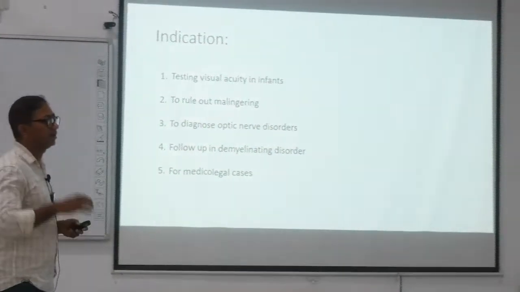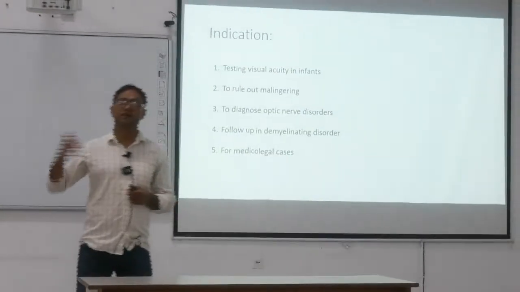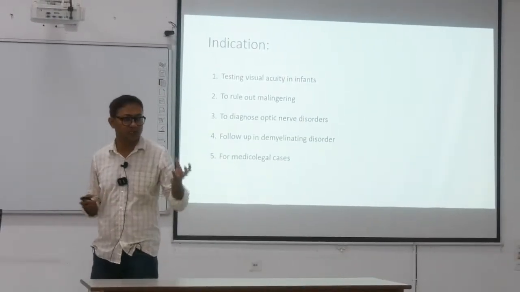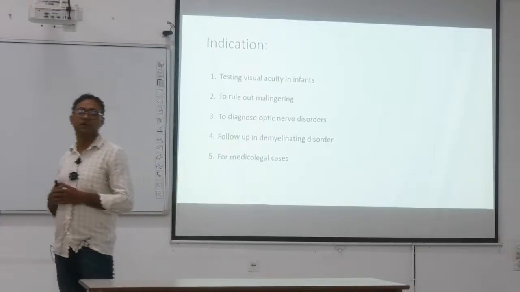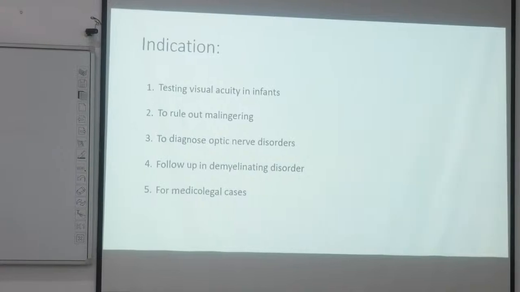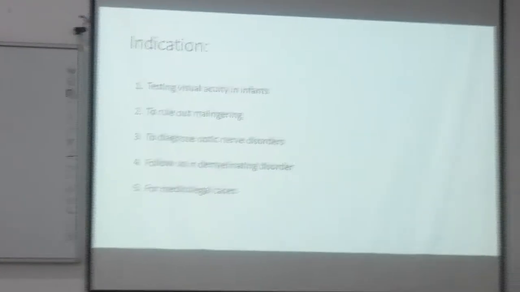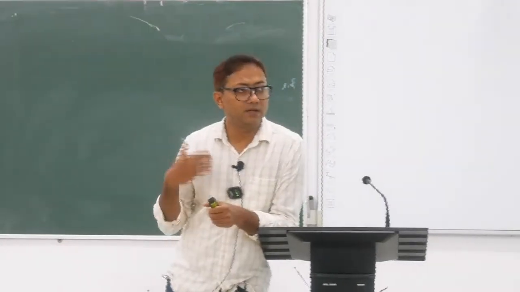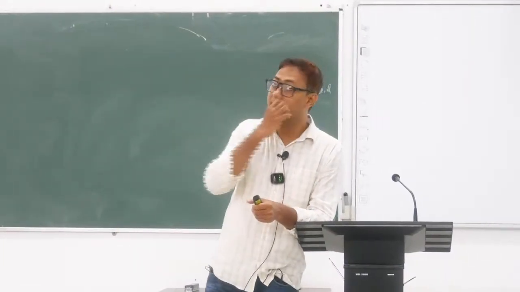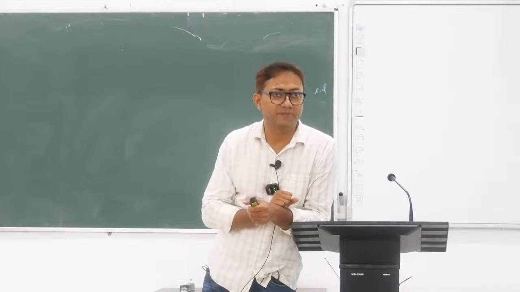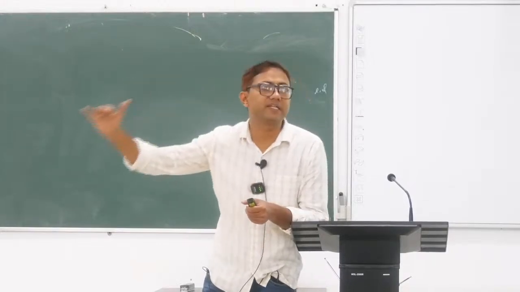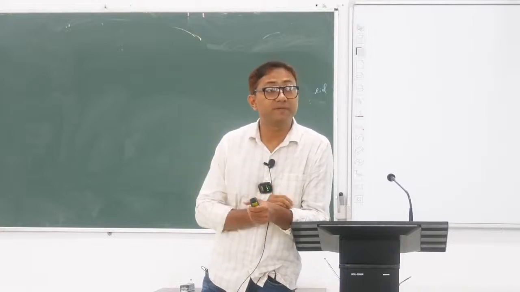Follow up means if you perform serial visual evoked potential in a patient of demyelinating disorder, most of the demyelinating disorders are progressive in nature, that we cannot stop. It gradually increases, right? So if you perform it every year, the height of P100, which is the most significant, the amplitude of P100, gradually decreases in case of progressive demyelinating disorder.